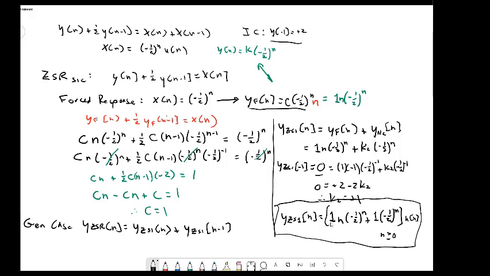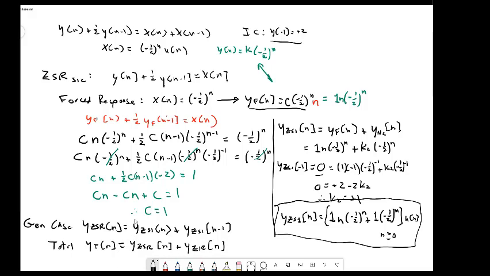So we would have taken this and then made another one, 1 times n minus 1, minus 1/2 to the n minus 1, plus 1 times minus 1/2 to the n minus 1, all times u of n minus 1. Added it to this to get our zero state response to the general case. And then the total response would have been that zero state response for the general case added to the zero input response that we had computed before, and we'd have the total response.